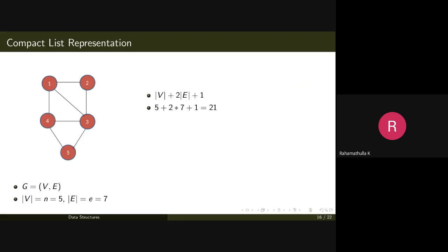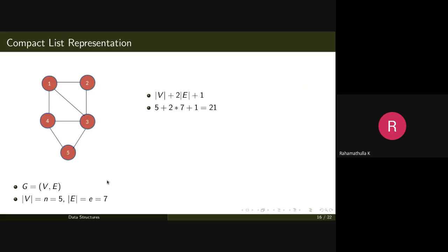Next, we look at compact list representation. Compact list representation is another representation of a graph, which is using simple arrays for representing the graph instead of linked list and dynamic allocations and all. But the total space required for storing the graph will be less, or it will not be that much compared to the adjacency matrix representation.